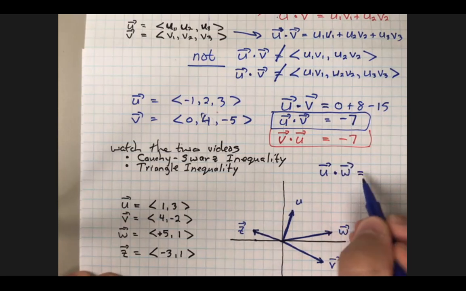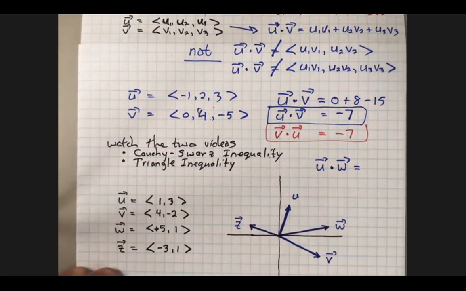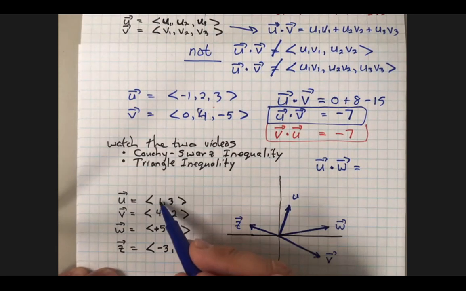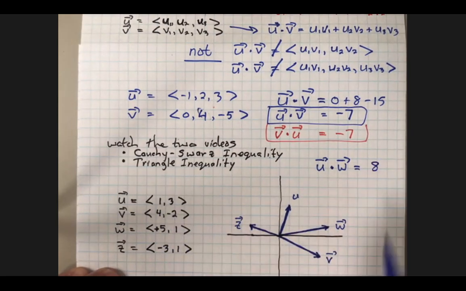And I'm just gonna execute them quickly. If you need to, you can check that I'm doing it correctly later, but there are so many numbers here, make sure you pick the right ones. 1 times 5, 3 times 1. 5 plus 3 is 8. So u dot w is 8. What I'm about to ask you is, what does the 8 mean?